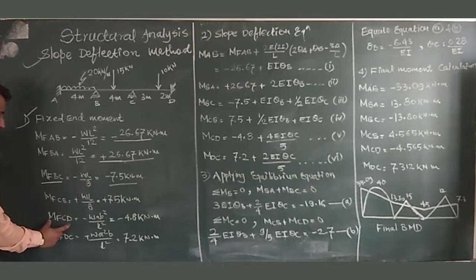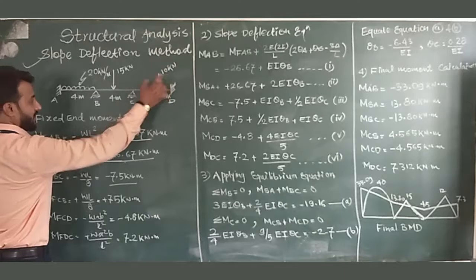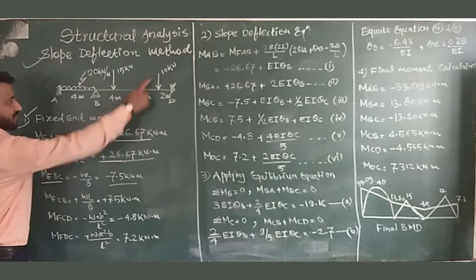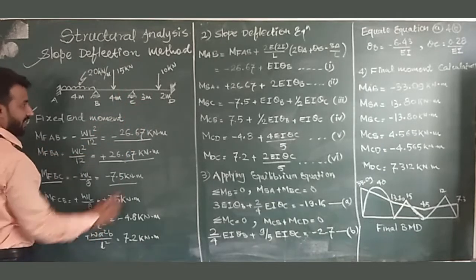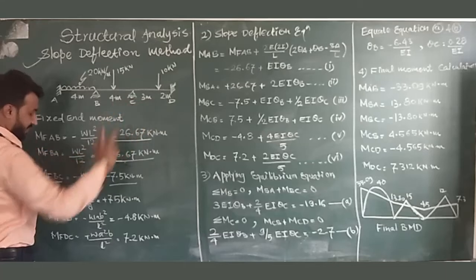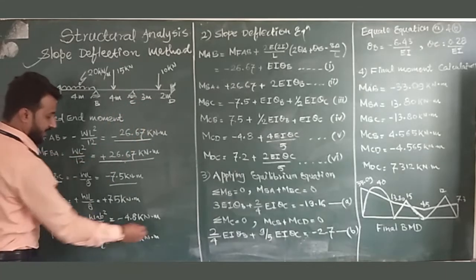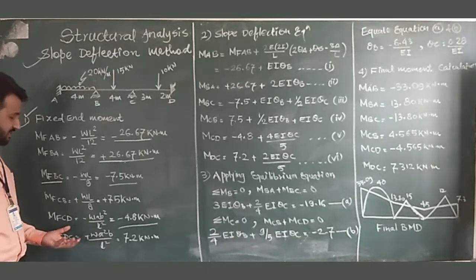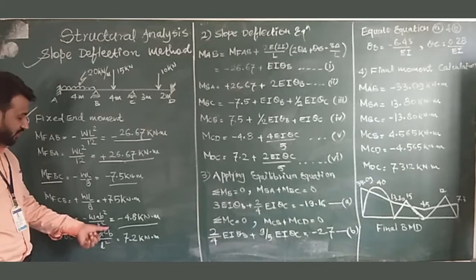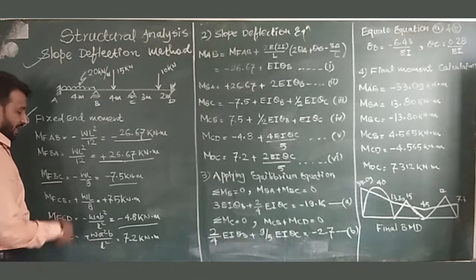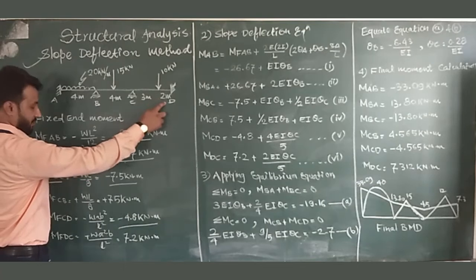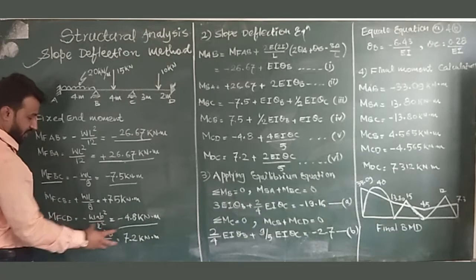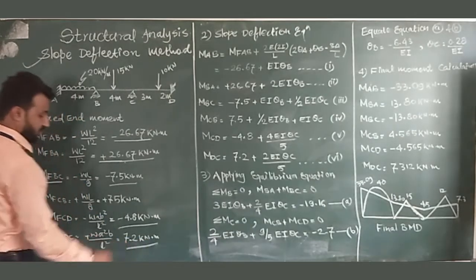Now here fixed end moment CD we calculate looking into the eccentric point load, which is having minus W A B square divided by L square, where W is 10 kN, A is 3 meter, B is 2 meter, and L is 5 meter. So we are getting this value as 4.8 kN meter. Now in the case of fixed end moment DC, the equation is changing. This is plus W A square B divided by L square, where again A is 3 meter and B is 2 meter, W is 10 kN and L is 5 meter. After putting these values, we will get this as 7.2 kN meter.